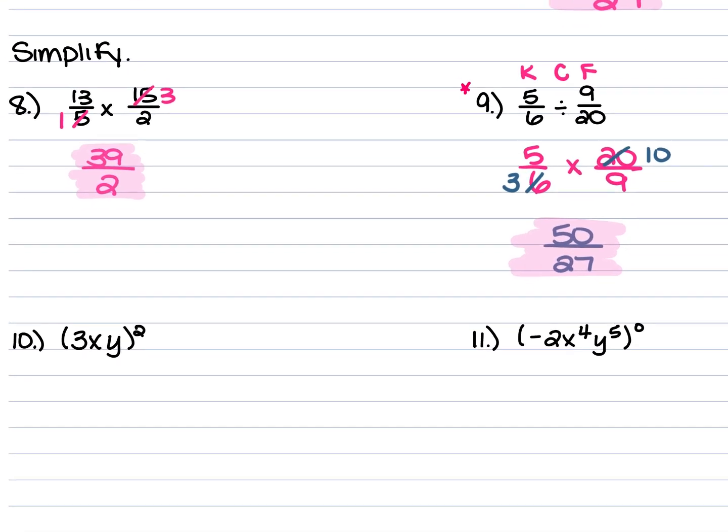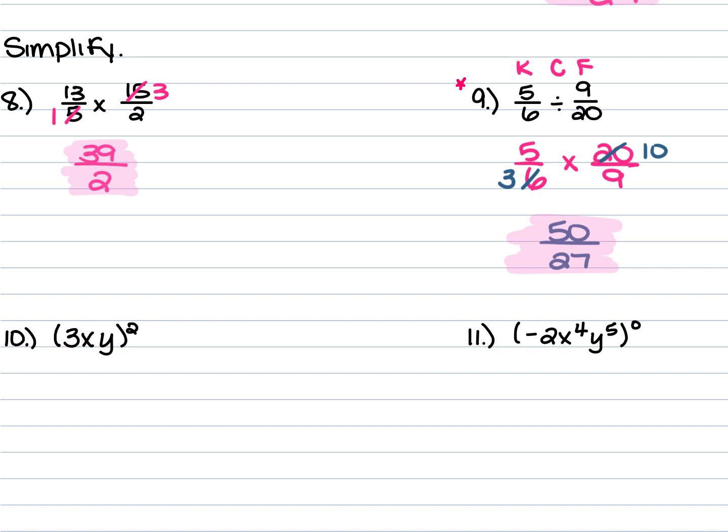For number 10, you have 3xy to the second power. You have a power outside of parentheses. That means that that power goes to every term inside. So it goes to the y, it goes to the x, it goes to the 3. So 3 squared, x squared, and y squared. The 3 squared gives us 9. X squared is x squared, and y squared is y squared. So that's just 9x squared y squared.